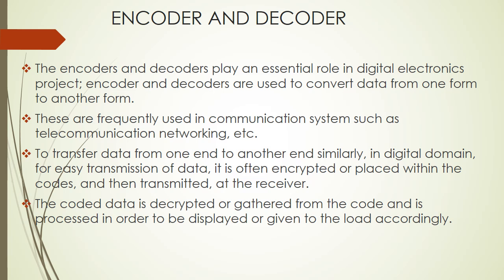Encryption is a process that scrambles data into a secret code and then transmits it to the receiver. The coded data is decrypted, or gathered from the code, and is processed in order to be displayed or given to the load accordingly. Since we said that encryption is a process that scrambles data into secret codes, only the intended individual will be able to understand those codes.